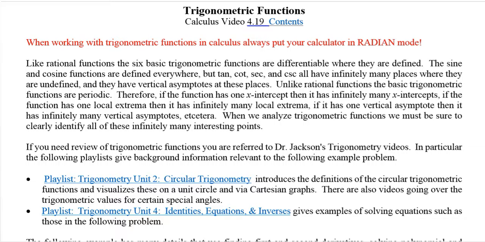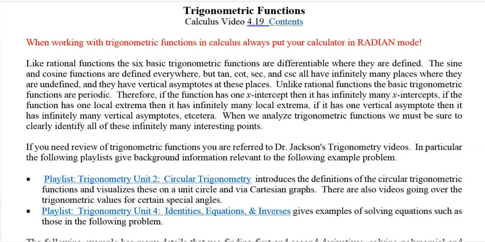Now, trigonometric functions have some similarities to things like polynomial and rational functions. And like rational functions, the 6 basic trigonometric functions are differentiable everywhere they're defined. Now, the sine and cosine functions are defined everywhere, so they're a lot like polynomial functions. They're going to be one continuous piece. In fact, they're not only defined everywhere, they're differentiable everywhere. So like polynomials, sine and cosine functions are one connected, smooth piece.